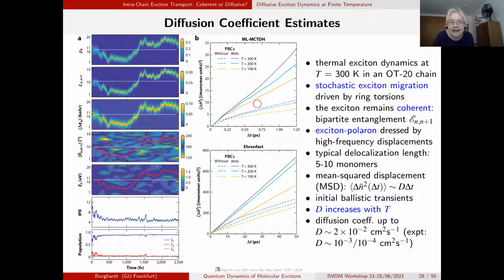Now, in fact, this is multi-layer MCTDH down here with Ehrenfest. So I'll say more about that in a second. So we use approximate Ehrenfest calculations to go to larger timescales. Also, I should say that to start with, we have no static disorder, which is why the diffusion coefficients are too large, of the order of 10 to the minus 2. So in reality, it's more like 10 to the minus 3 or 10 to the minus 4.